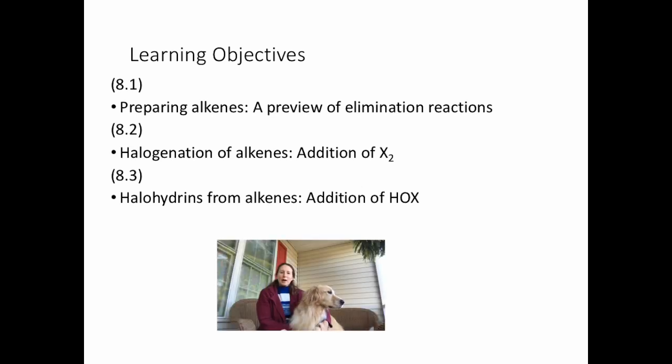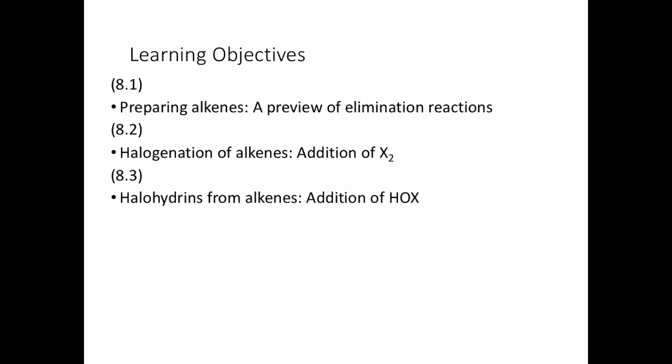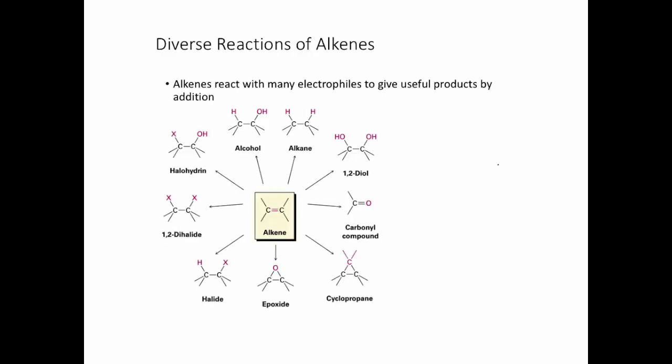I will teach you about some ways to prepare alkenes, the halogenation of alkenes, and how to form halohydrins. In Chapter 8, you're going to learn how to transform an alkene starting material into a diversity of products. In this video, we're going to focus on the halohydrin and the 1,2-dihalide products.